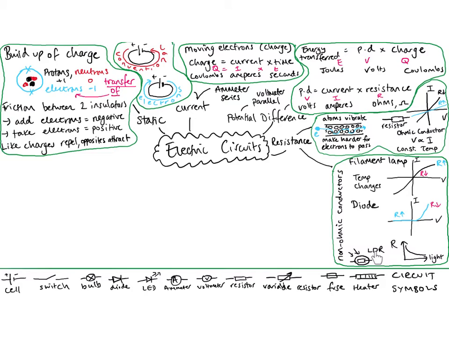Now an LDR, or a light dependent resistor, looks like this, again with a resistor, and it's light dependent, so the arrows go in. Now the shape of the graph hasn't changed.